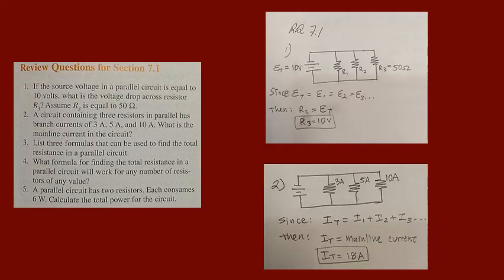And now we'll review questions for section 7.1. First question, if the source voltage in a parallel circuit is equal to 10 volts, what is the voltage drop across that resistor R3? Assume that R3 is equal to 50 ohms. For that, we draw the circuit over on the right side of your screen.